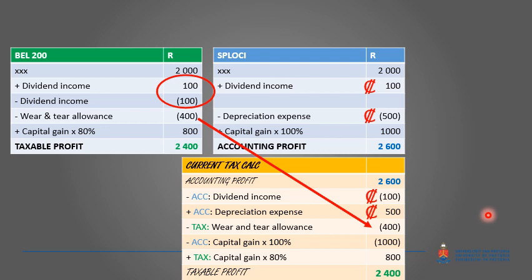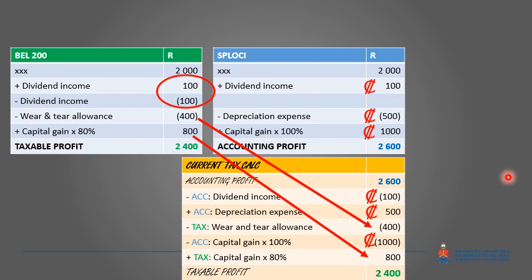Then with regard to our capital gain, we again get rid of the accounting treatment, which is to eliminate the R1,000 capital gain. So we deduct that. It was added to get to our accounting profit of 2,600. So now we have to deduct it. And then we add the 80%, which is the taxable portion of the capital gain.